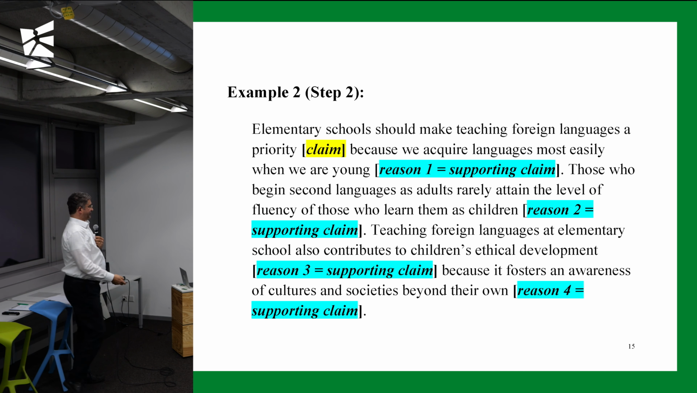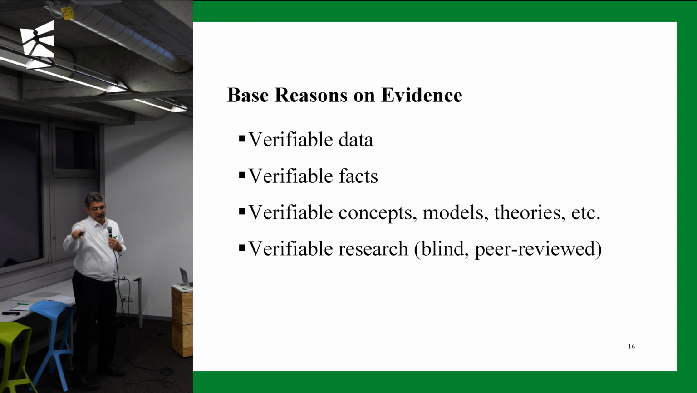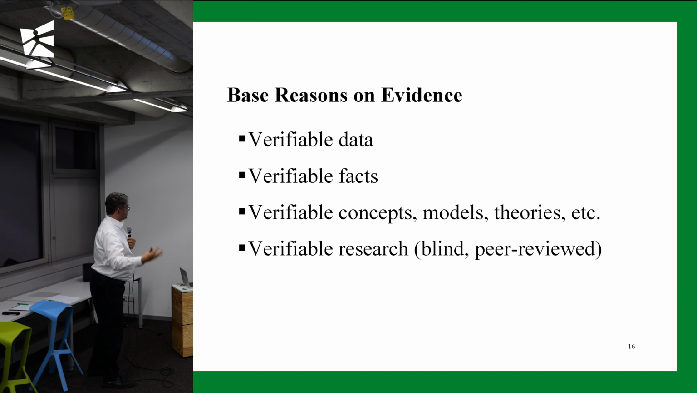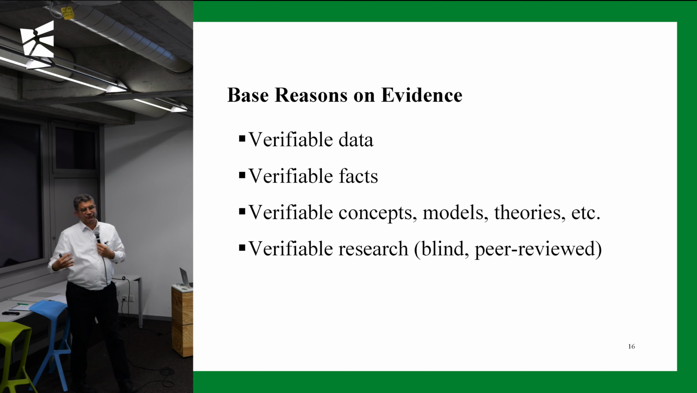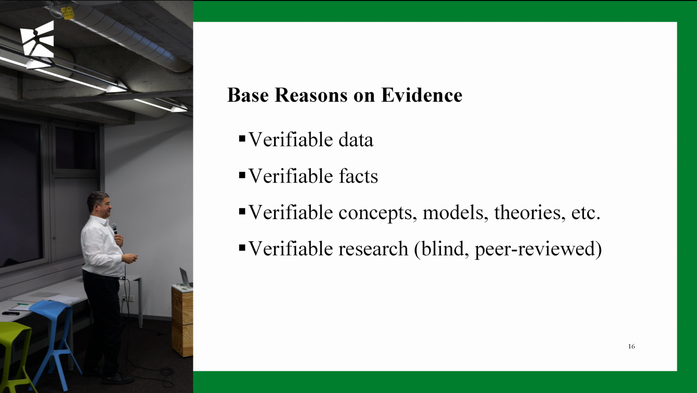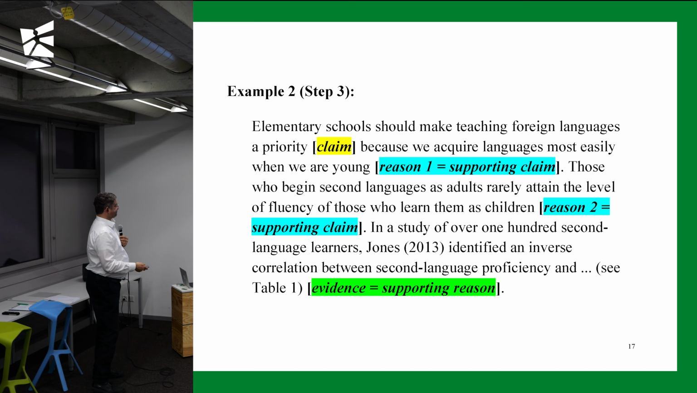Still no evidence. So, we need to base our reasons, so the blue parts of our argument in the colour scheme, on evidence. And that means on verifiable data, on verifiable facts, on verifiable concepts, models, theories, etc., and on verifiable research, blind, peer-reviewed research, which my colleagues before have been talking about. Verifiable means testable, confirmable, and observable, right?